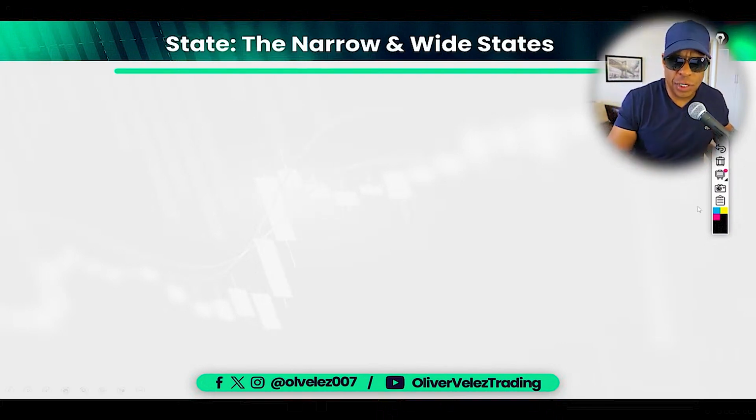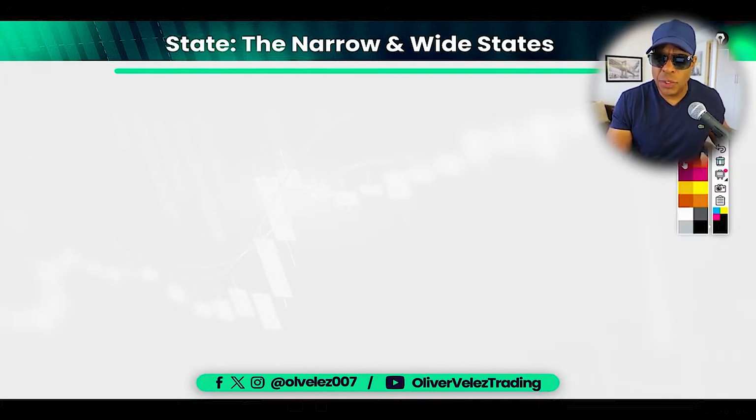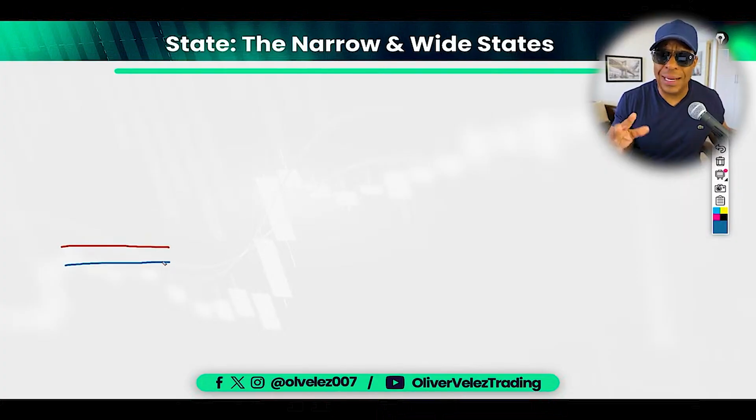So narrow states and wide states, we went over this. A narrow state is when your 20 and your 200 are relatively close together. All right, let me do this in different colors. So it's when your 200 and your 20 are relatively close together and they're relatively flat. That is your narrow state. So they're relatively close. Guys, don't be too specific with this. It's relative, okay? So relatively close together and relatively flat.